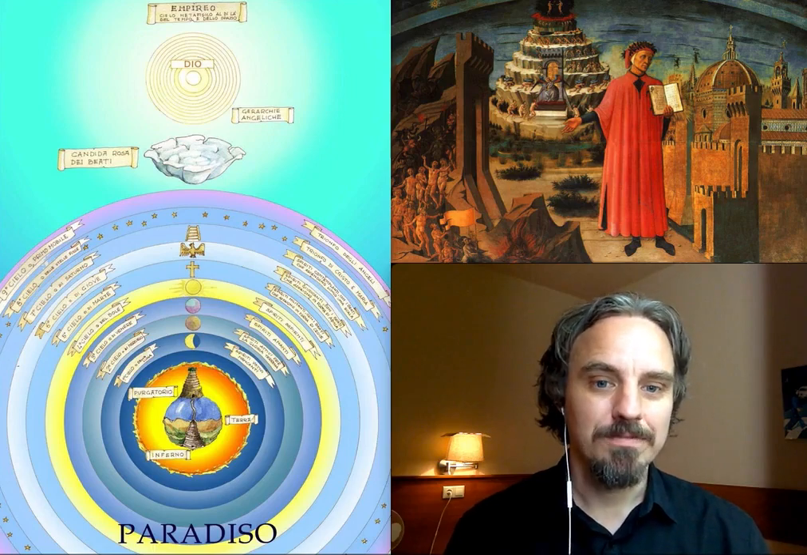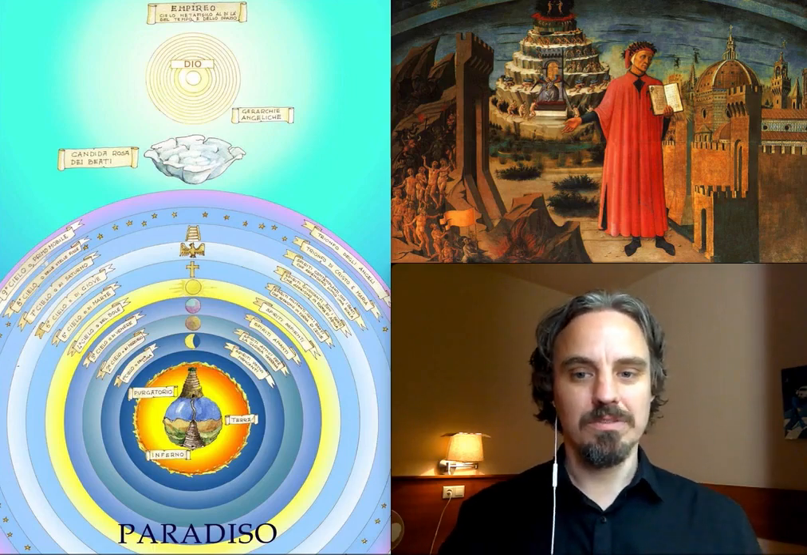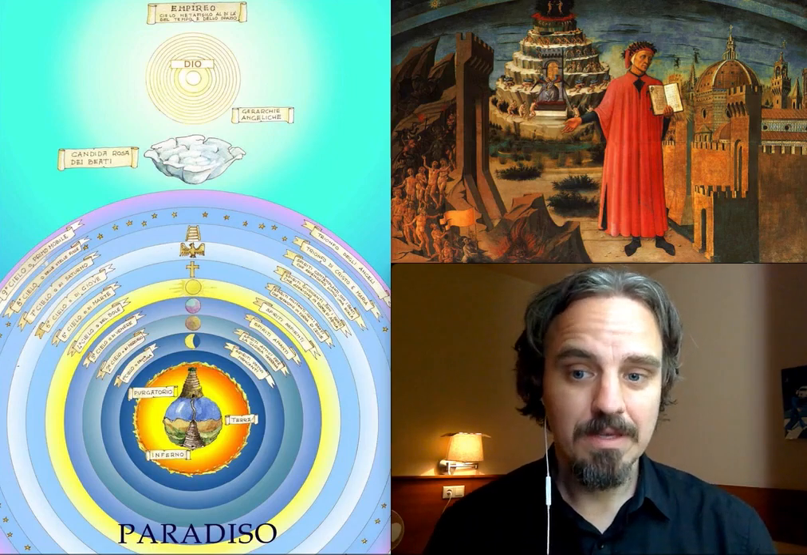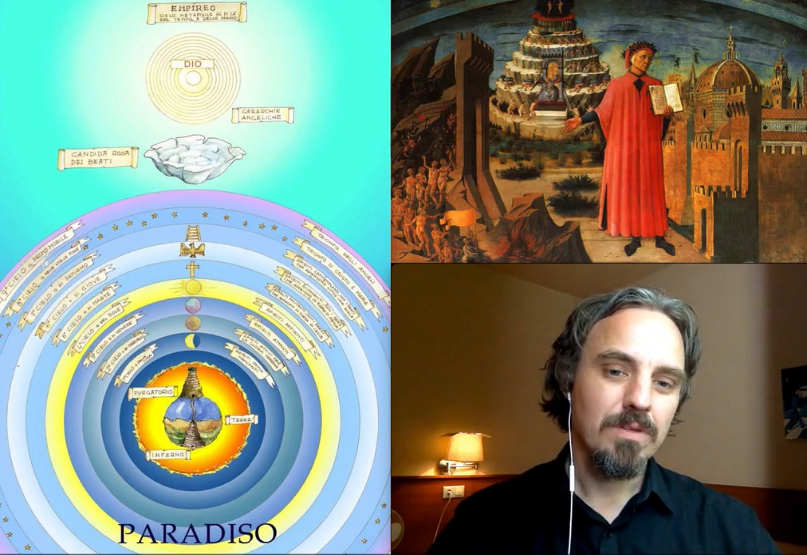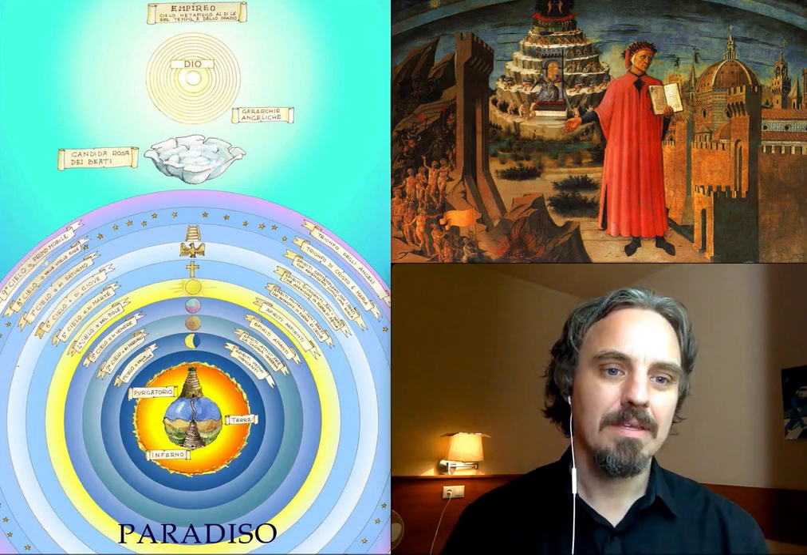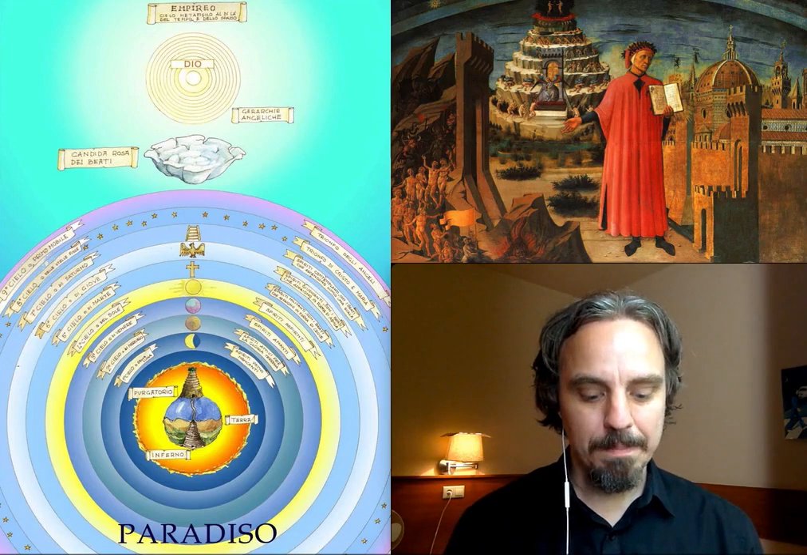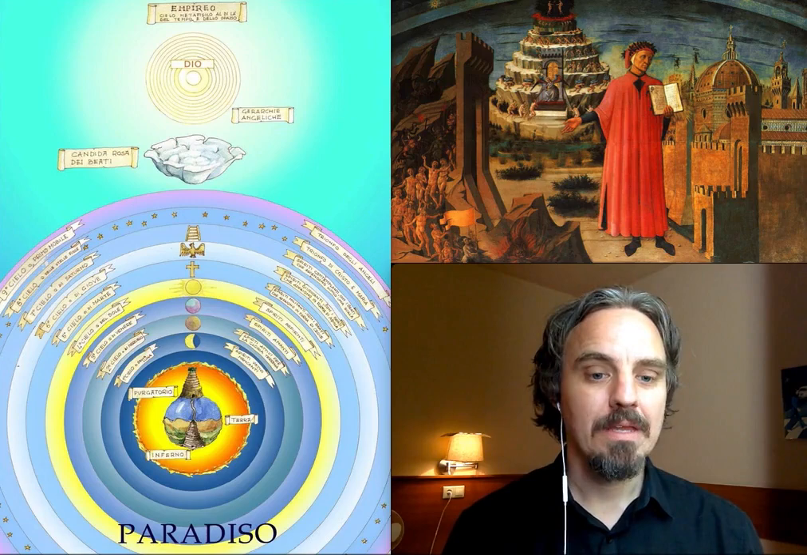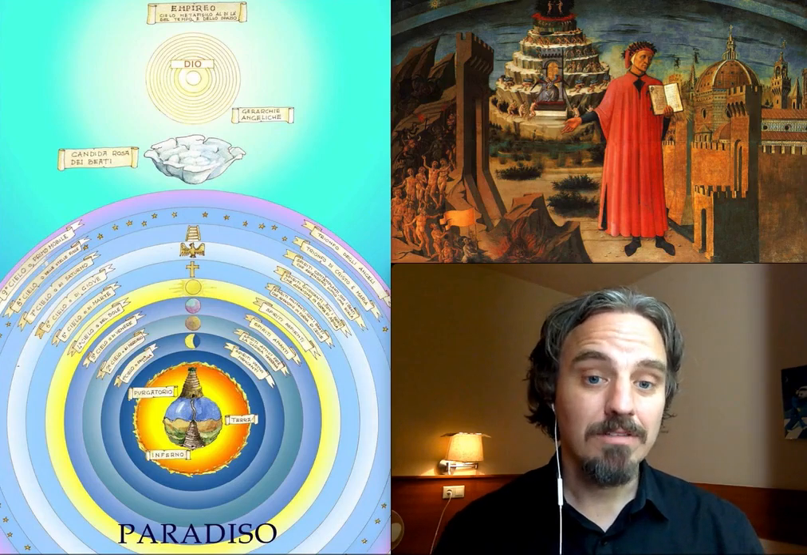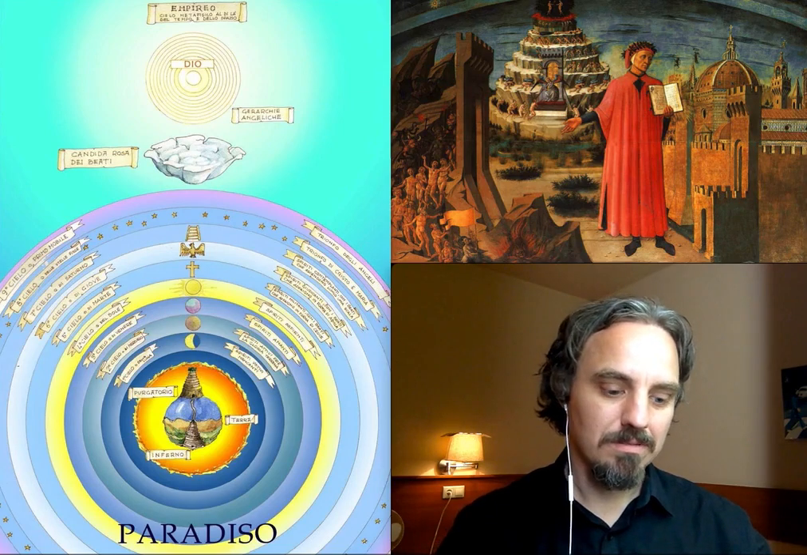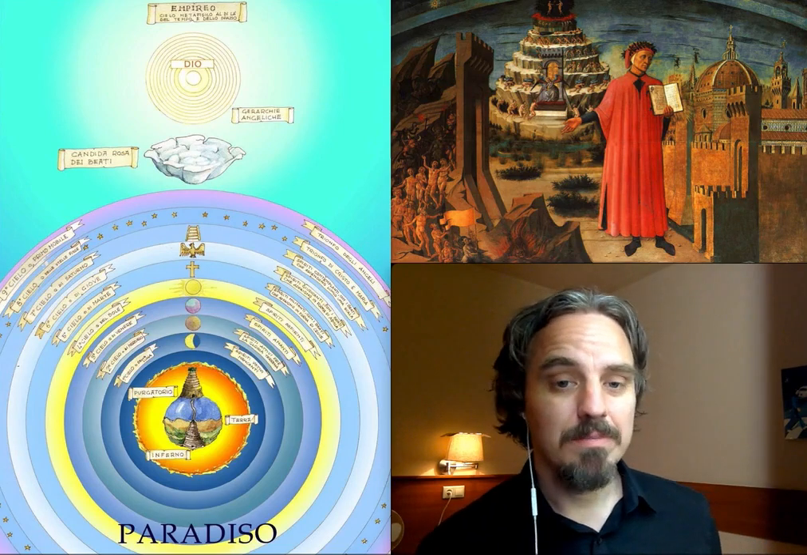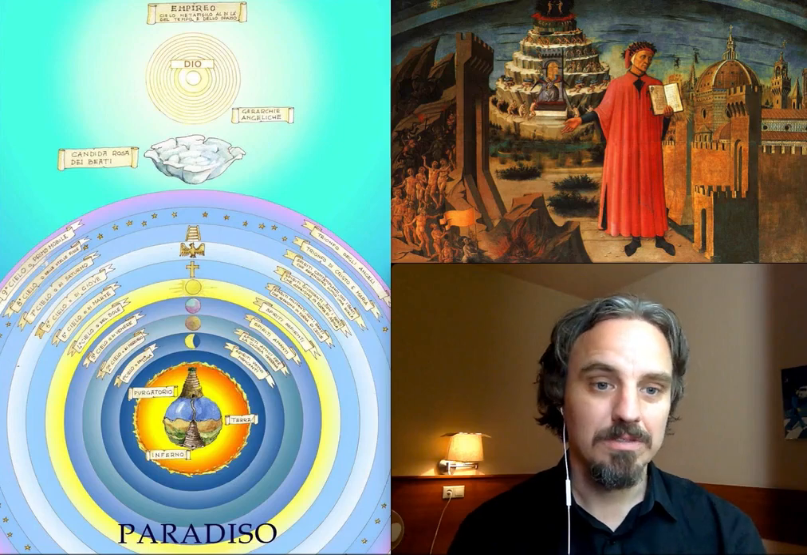And then you get to the 5th one, the sphere of Mars, and that is for fortitude. So those are the martyrs who died for their faith, and this is also the place where Dante is meeting his great-great-grandfather, who is telling him about the lineage of the family, and also he's telling Dante about his future.